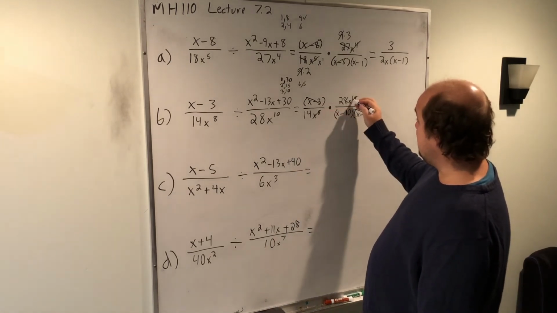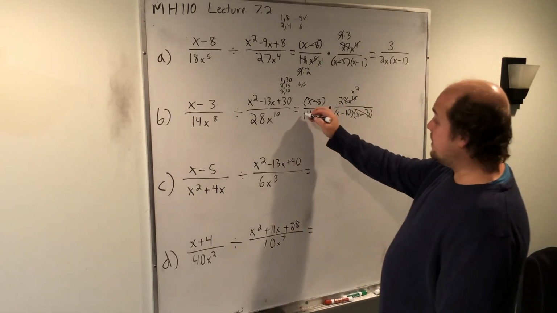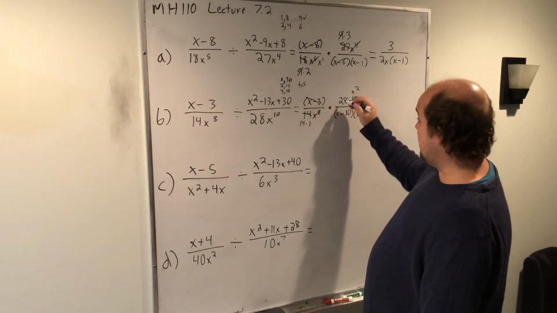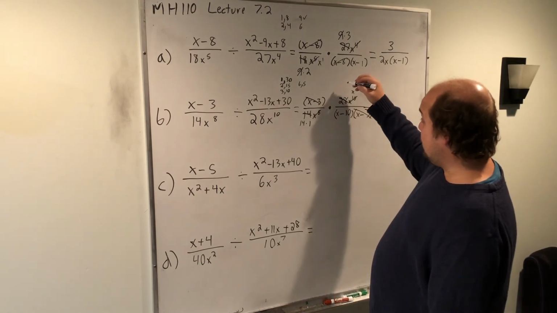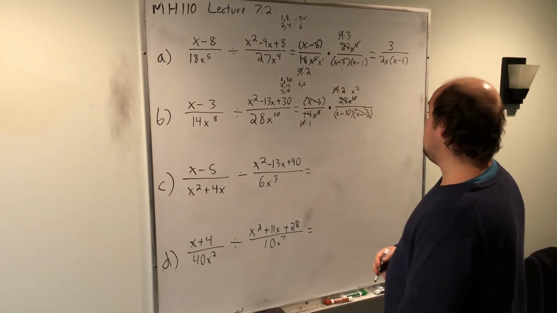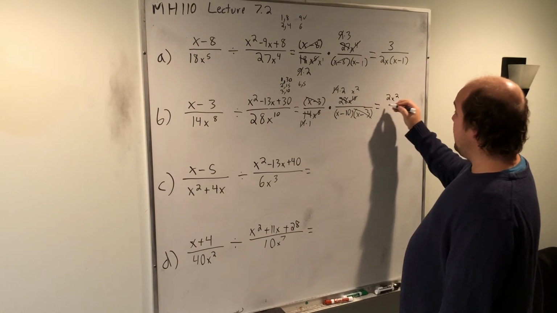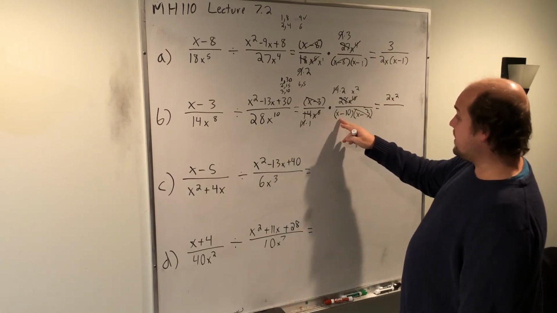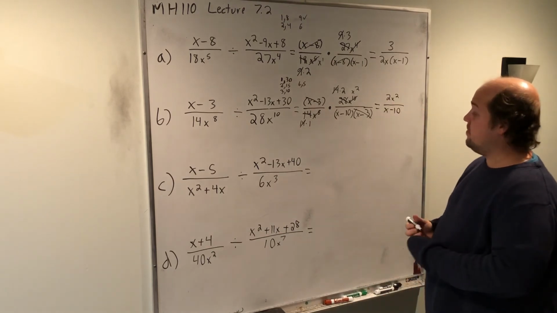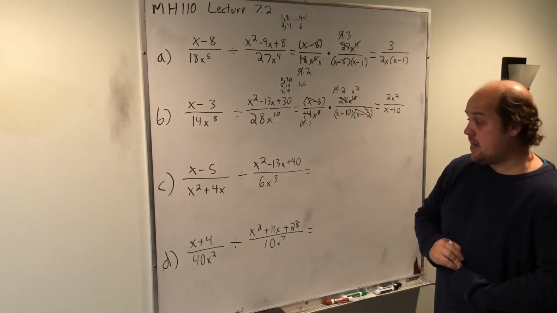If I get rid of x to the 8th from each of them, that leaves x squared left over on top. I could rewrite this 14 as 14 times 1. I can rewrite this 28 as 14 times 2. I can then reduce the 14s. On top, I'm left with 2 times x squared, which gives me 2x squared. On bottom, I'm left with x minus 10 times 1, so I can just write it as x minus 10. So my final answer for that problem is 2x squared over x minus 10.